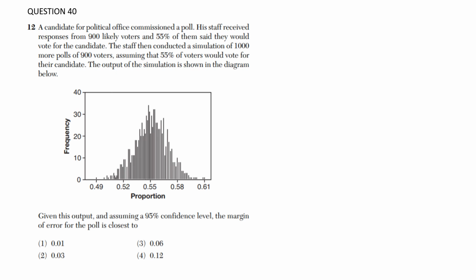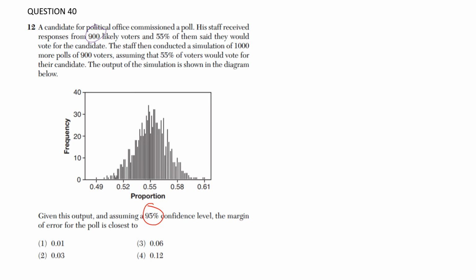And our last question here. A candidate for a political office commissioned a poll. His staff received responses from 900 likely voters, and 55% of them said they would vote for the candidate. They then conducted a simulation of 1,000 more polls of 900 voters, assuming 55% of voters would vote for their candidate, and their output is shown here below. Given this output, and assuming a 95% confidence level, the margin of error for the poll is closest to.